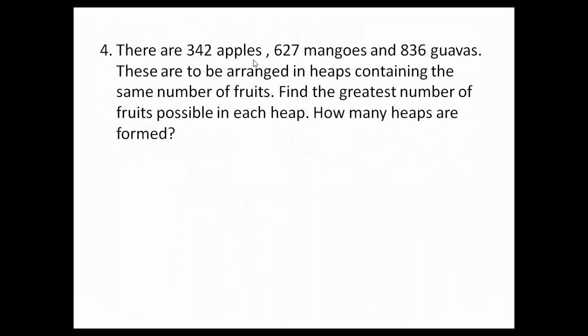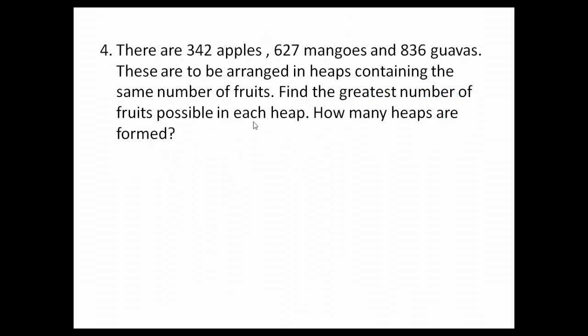Next, there are 342 apples, 627 mangoes, and 836 guavas. These are to be arranged in heaps containing the same number of fruits. Find the greatest number of fruits possible in each heap. How many heaps are formed? So let's take the first part, which we have to find, the greatest number of the fruits possible.